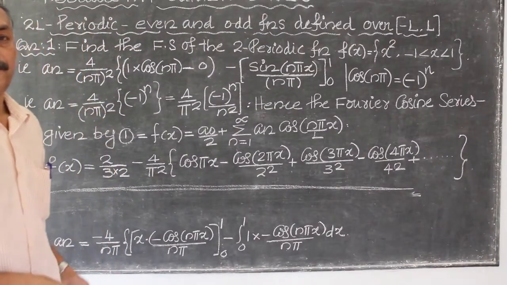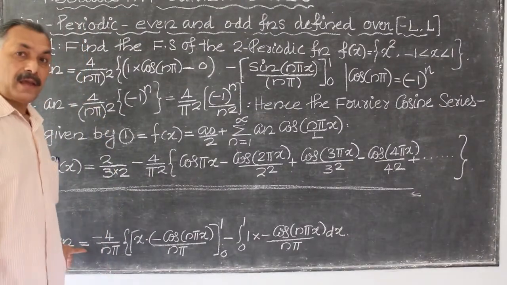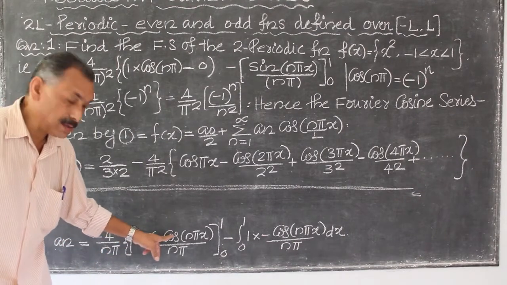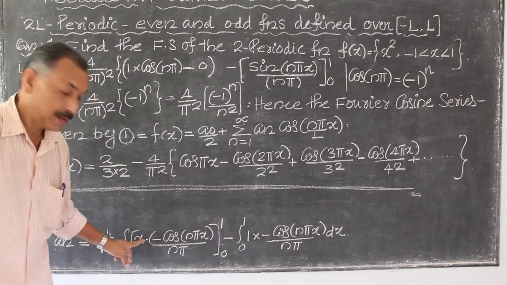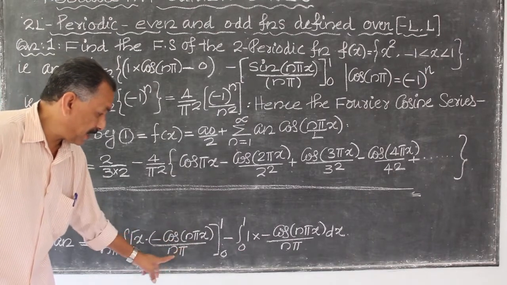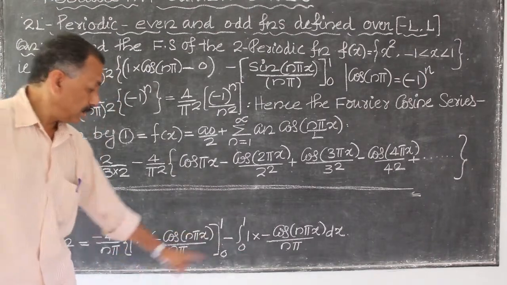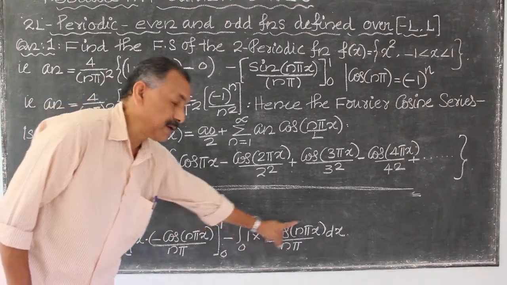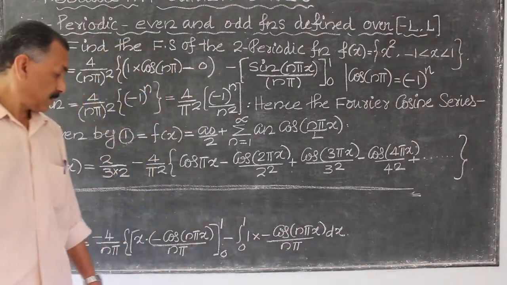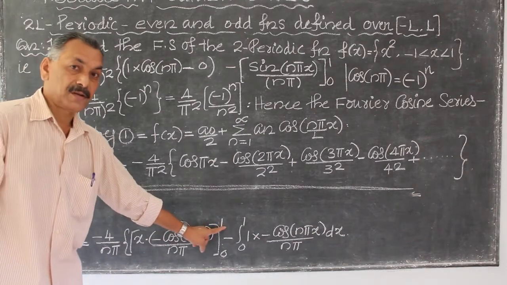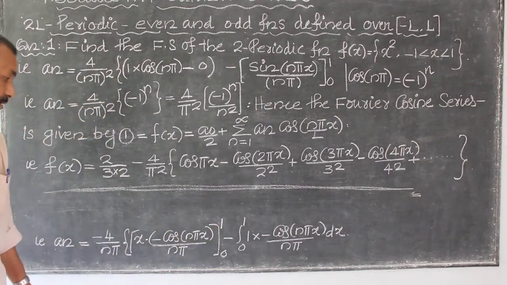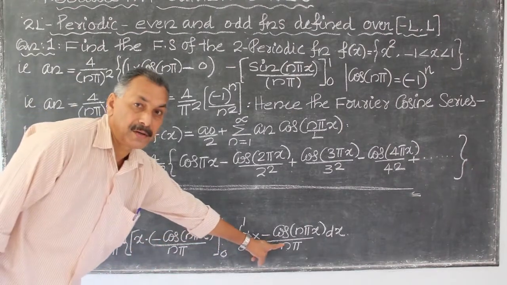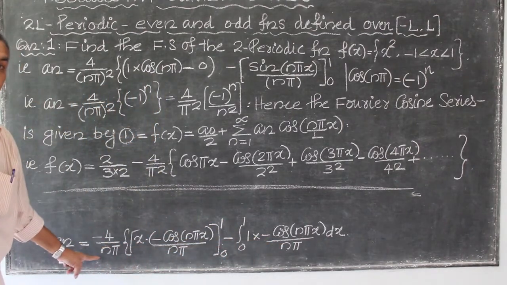Continuation. What is A? A is equal to minus 4 by nπ x minus cos nπx by nπ between the limits 0 to 1, minus 0 to 1 derivative of first into integral of second. Then apply upper limit. Taking nπ outside.